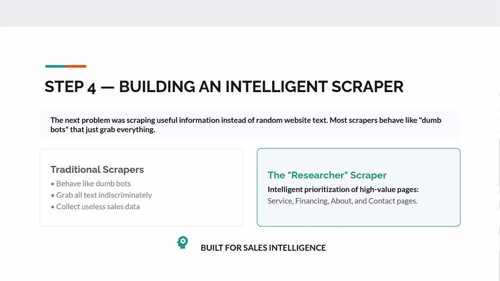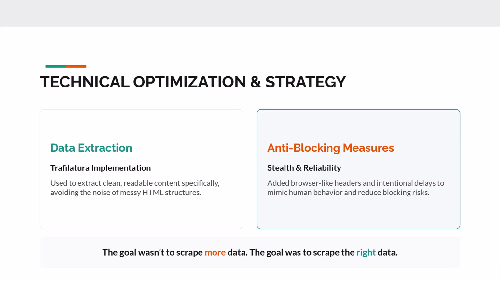It prioritizes high-value pages first: service pages, financing pages, about pages, and contact pages. Then I use Trafilatura to extract only clean, readable content instead of messy HTML. I also added browser-like headers and intentional delays to reduce blocking. The goal wasn't to scrape more data, the goal was to scrape the right data.